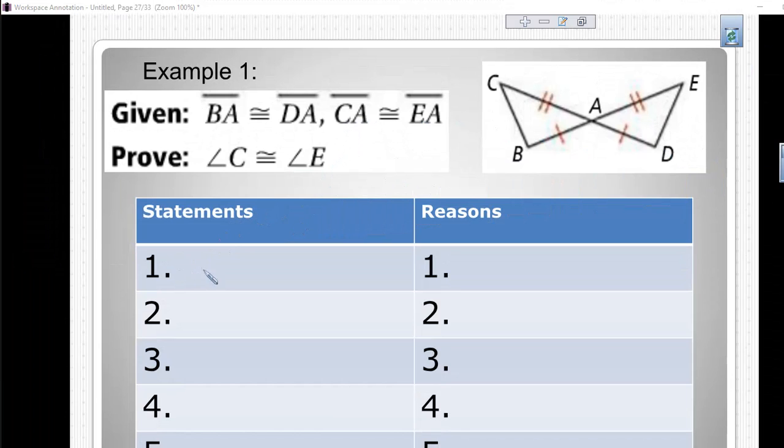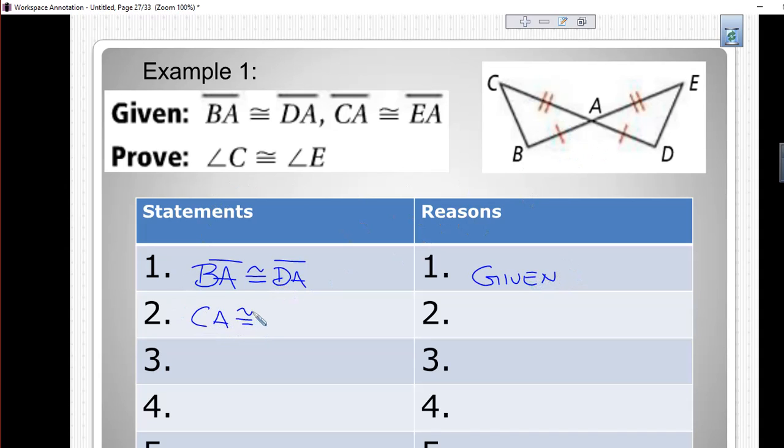The first part is we're going to start off with our given statement. So BA is congruent to DA, and that is given. It's marked up here; if it wasn't, we'd go ahead and mark it. And next we have CA congruent to EA, also given. So that's two sides congruent to two sides.